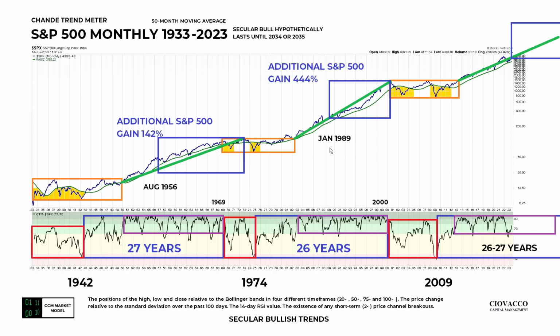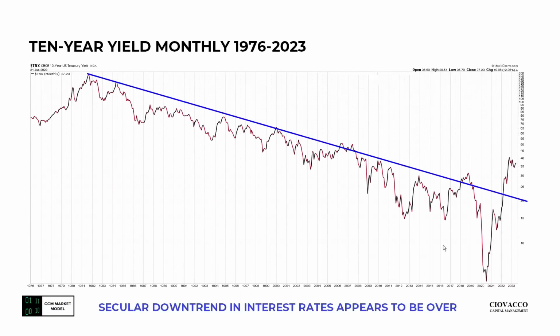Now we're going to talk about context. I think in last week's video we said that every day that goes by, it's looking more and more like the secular trend in stocks is alive and well. It's probably fair to say that every day that goes by is looking more and more like the secular downtrend in interest rates is in the process of flipping from down to up.